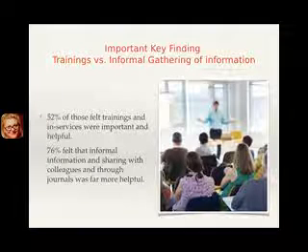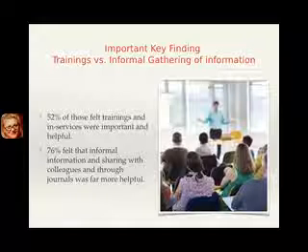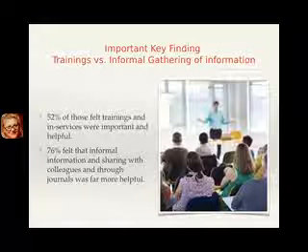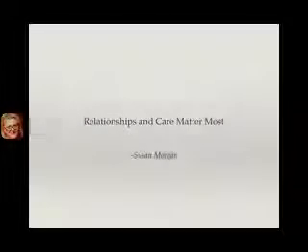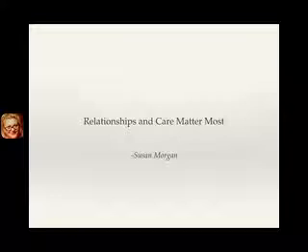Trainings versus informal gathering of information became another important key finding. More than 52% of those felt trainings and in-services were important and helpful, but even more important was the finding that informal information and sharing with colleagues was felt to be far, far more helpful than structured in-services. The final conclusion was that relationships and care matter most in seeking to work with students and to continue to move forward with our struggling learners.